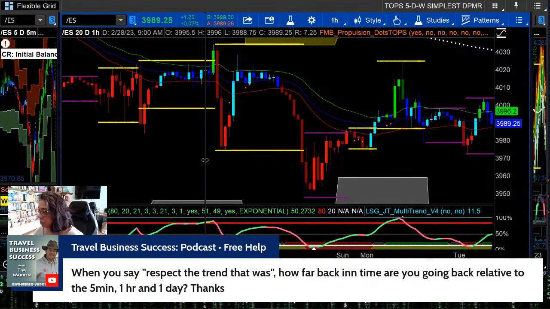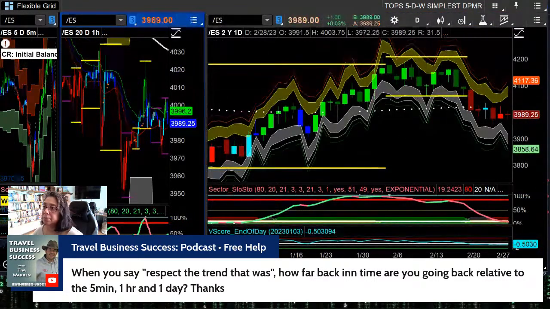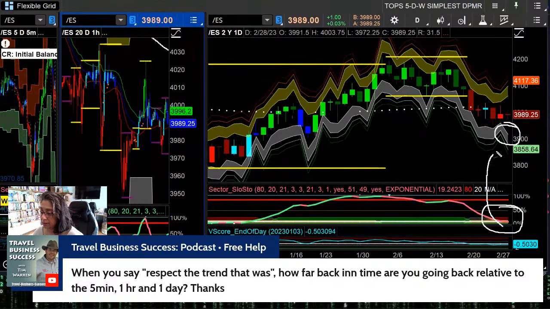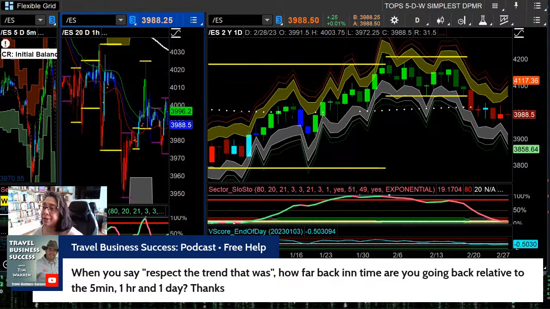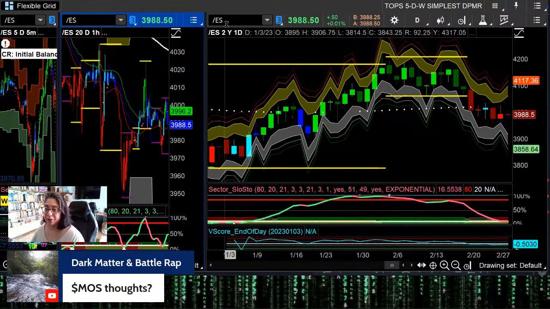And then respect the trend that was in terms of the daily. Neutral now, oversold, by the way. Oversold, which makes the slow stow and the DPMR very interesting. And do I want to be bullish? Yeah, respect the trend that was. This was up. This is now sideways. Respect the trend that was would lead me to look to the long side. So that's the way we do that. Okay, thanks for the question.